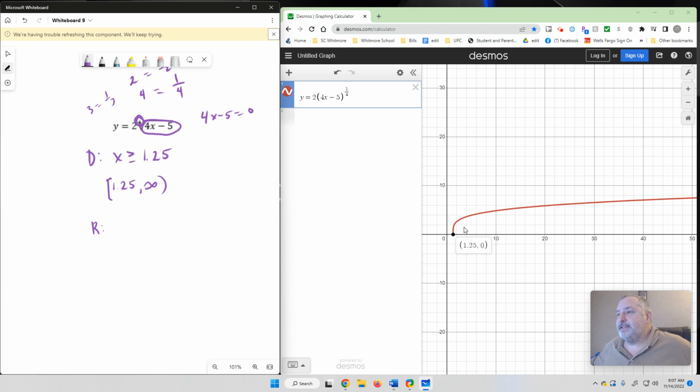Range, same thing. It doesn't look like there's any values in this graph below 0. So nothing below 0 will be included as a possible y value. So I have to indicate that by saying that y would have to be greater than or equal to 0, or 0 to infinity. So I hope this helps you with domain and range.